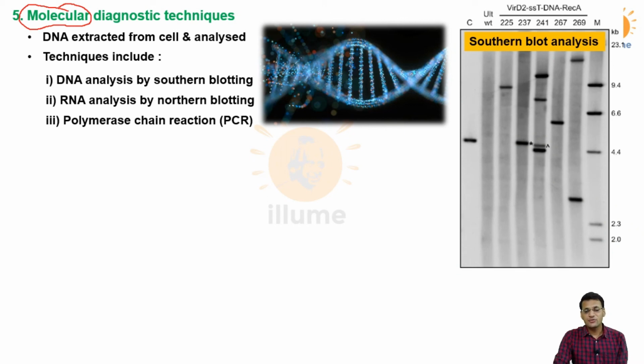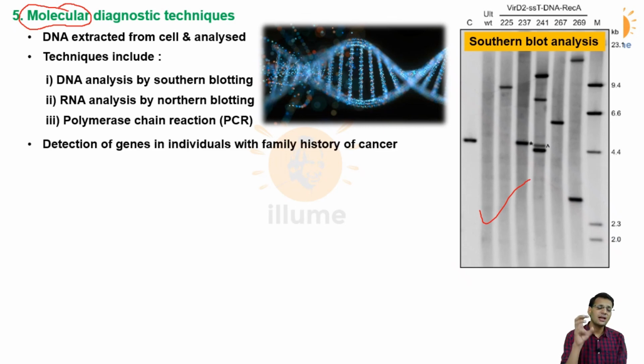This is a picture of Southern blot analysis which is also used in this. And the biggest advantage of using molecular diagnostic techniques is that whenever an individual is giving a history of cancer in their family, then there are chances that this individual has genetic susceptibility to that particular cancer. So we just extract the DNA from their cell and we look for those genes that can play a role in the genetics of cancer.